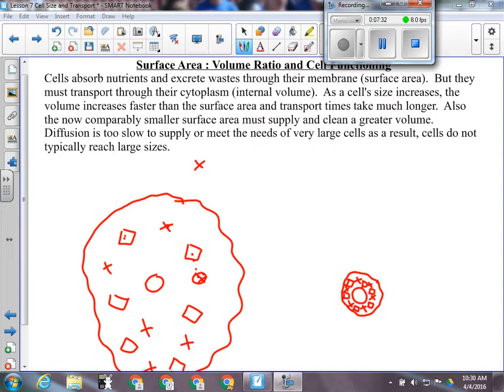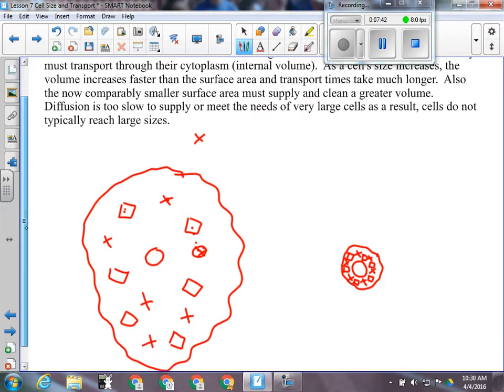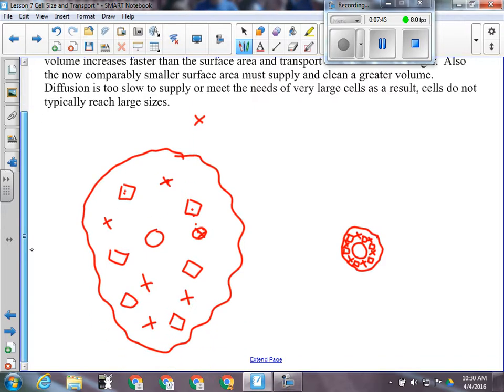At least not on all dimensions, because a cell is three-dimensional. Its membrane we envision as kind of a two-dimensional layer, but the cell itself has length, width, and depth. So a cell can't get very big because it would take too long to move materials around.